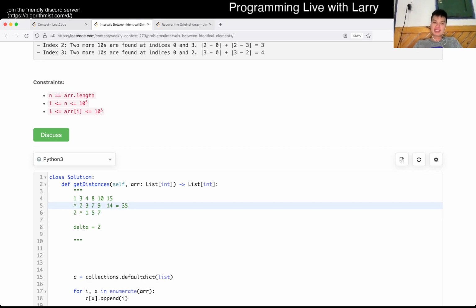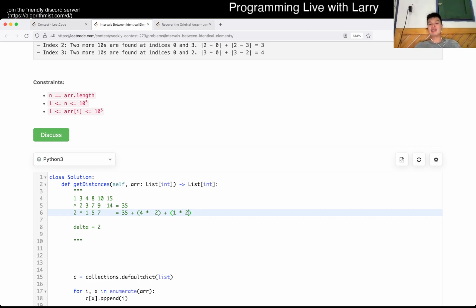So then this is just equal to 35 plus everything that got smaller. So 4 numbers got smaller, so 4 times minus 2 because now they're smaller, plus 1 number on the left side got bigger, so then it's just 1 times 2. And that's basically the idea behind this problem.